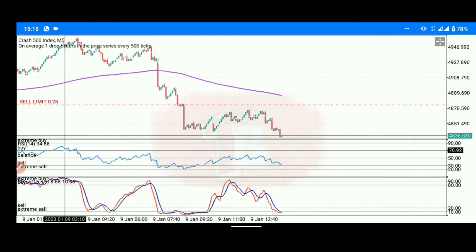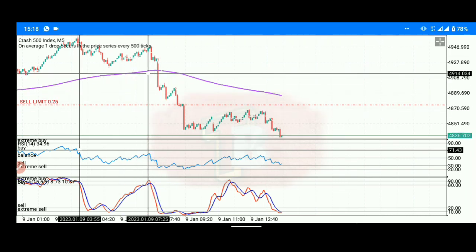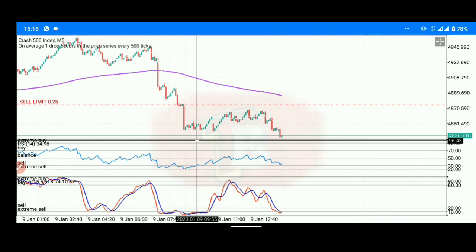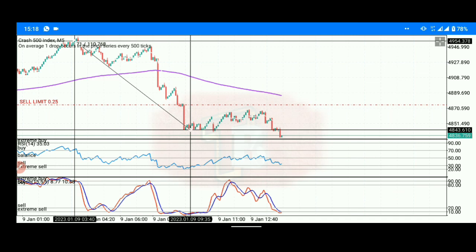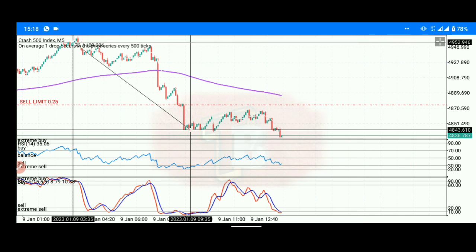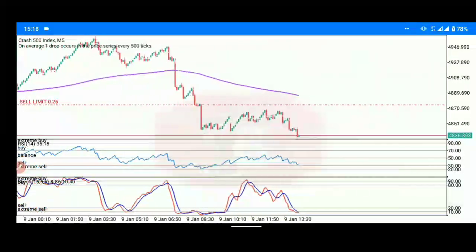So now, if you go from here, watch. Let's calculate the pips. From here to this point is about 110 pips. So if you use the least lot size, which is 0.2, you have $21 profit. Are we together? Are you seeing it? It's very profitable.